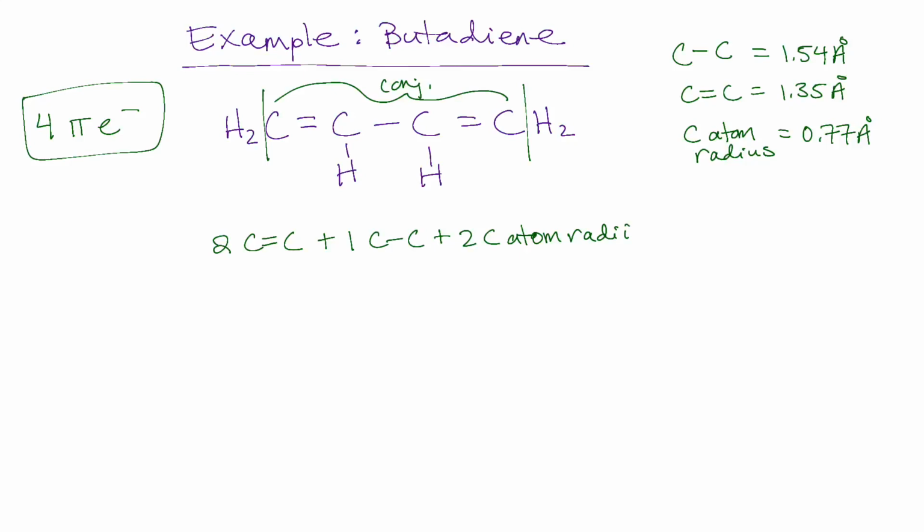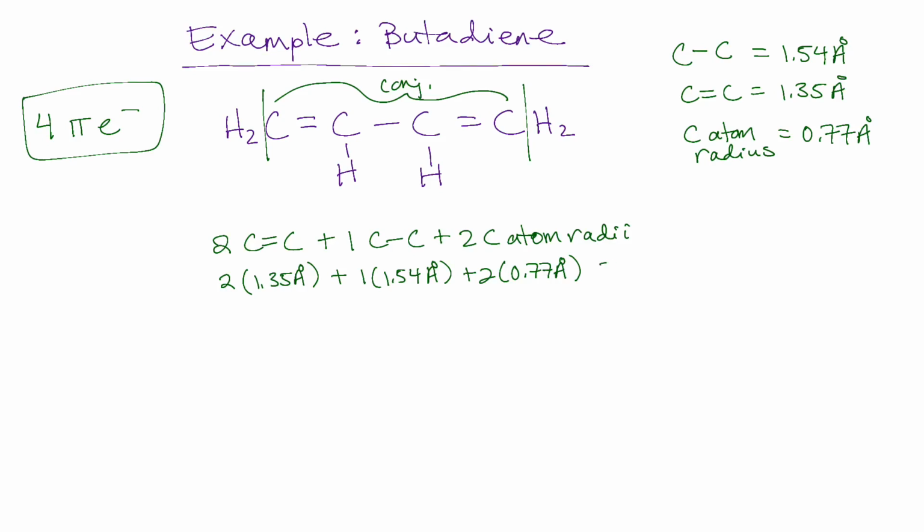This would give us an approximate length of our conjugation chain, so we can plug in the values that we have corresponding to those different types of bonds. That's 1.35 angstroms, we have our 1.54, and then 2 of our atomic radii. Just remember we're just accounting for the other side of that carbon atom, that's not part of that double bond.